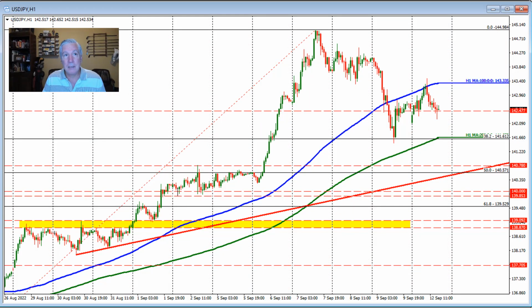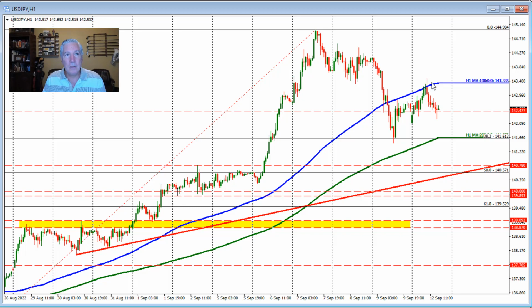This is what it looks like on the hourly chart. I did mention that we wanted to stay below the 100-hour moving average on a correction. That would be the best case scenario, and the price did not do that. We moved above it here, but we perhaps could say that the closing levels on the hourly chart did a pretty good job of staying below the 100-hour moving average.